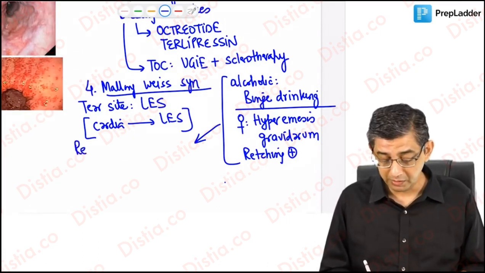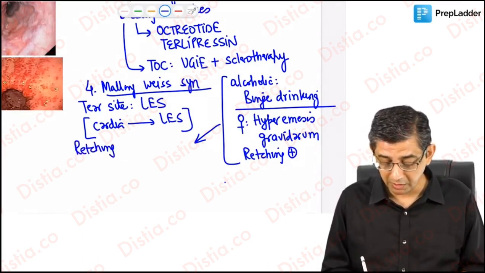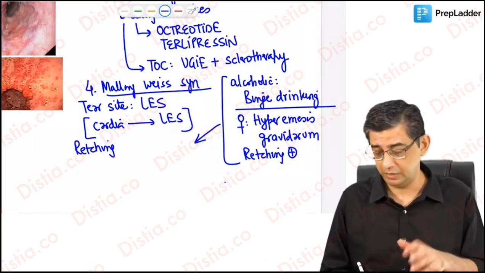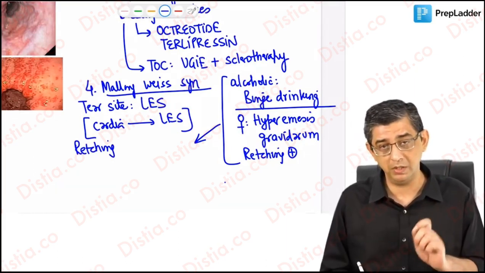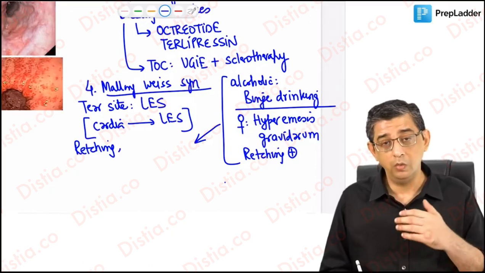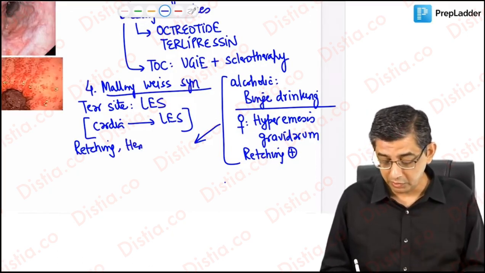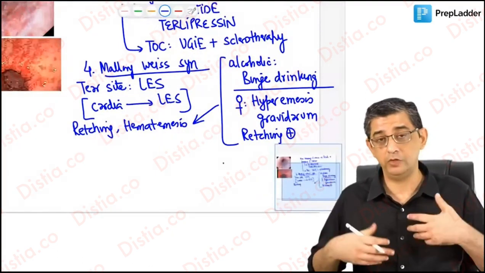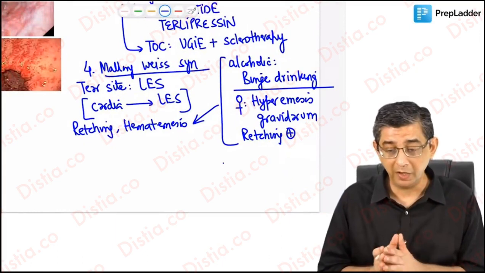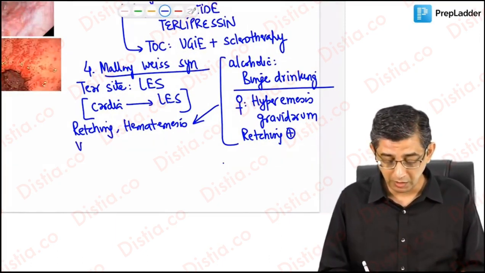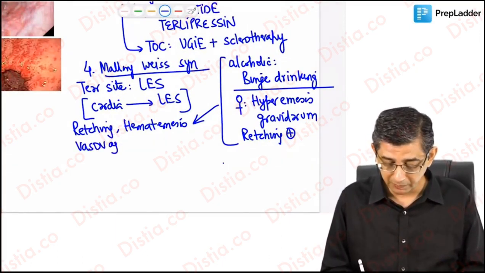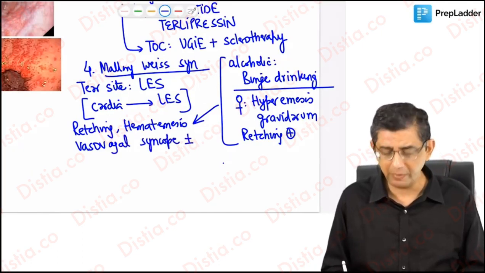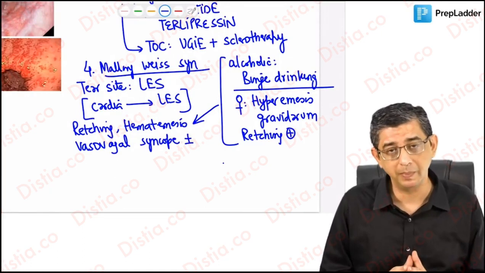I'll highlight the statement once again. Whenever you read a question in which retching is given in a patient, it could be any of the two scenarios, and then it talks about vomiting of blood, this can freak out anybody, irrespective of the age group. However tough you consider yourself to be, if there's blood in the vomitus, it's going to make everybody feel very nervous. So there was a loss of consciousness in this person. Vasovagal syncope can be present. It may or may not be, so I'm just writing plus minus.